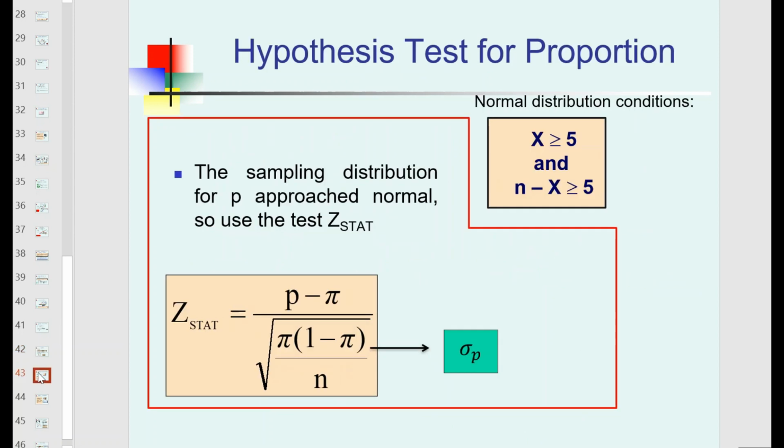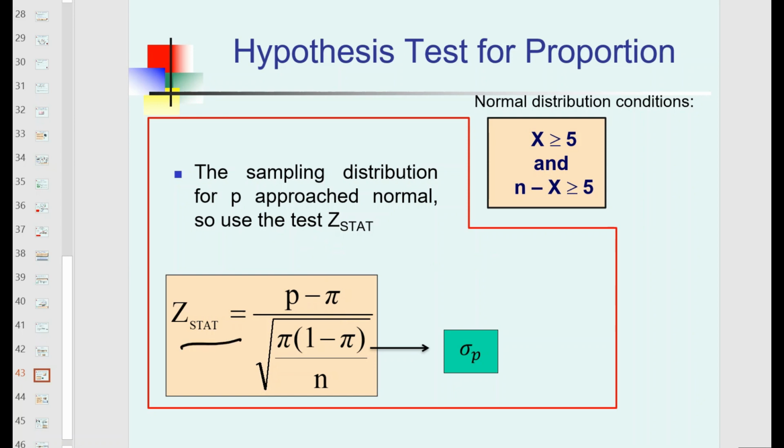So how do we do a hypothesis test for proportion? Because just now we conducted a hypothesis test for mean, right? Okay, so the normal distribution conditions: x must be more than or equal to 5, and your n minus x must also be more than or equal to 5. So that is the condition. The sampling distribution for p approaches normal, so we use the Z test, or Z-stat, here. Okay, so this is the formula involved here.